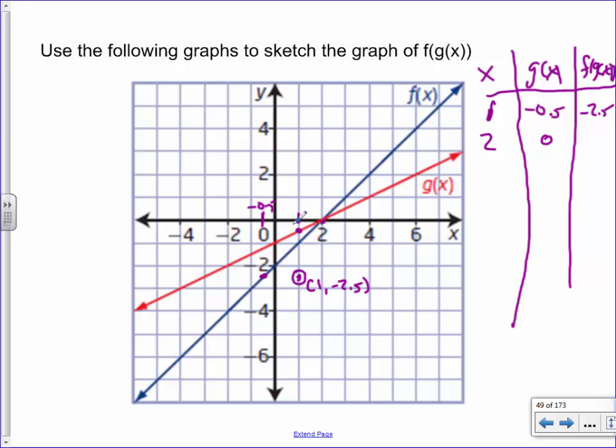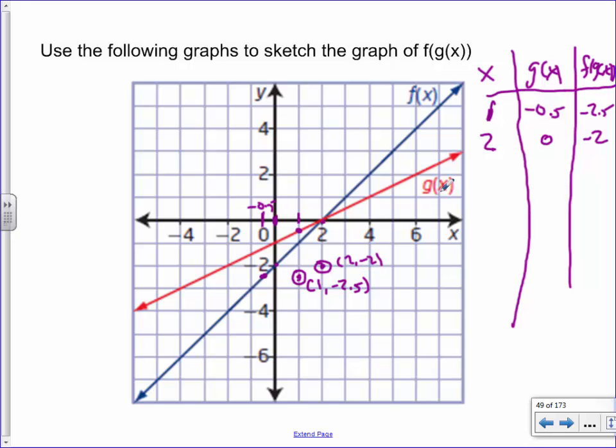Okay, so now I need to go over here to where 0 is. And I have to see what 0 would give me on the f graph. And on the f graph, it would give me minus 2. So then 2, negative 2, is a point on my graph. Does that make sense?